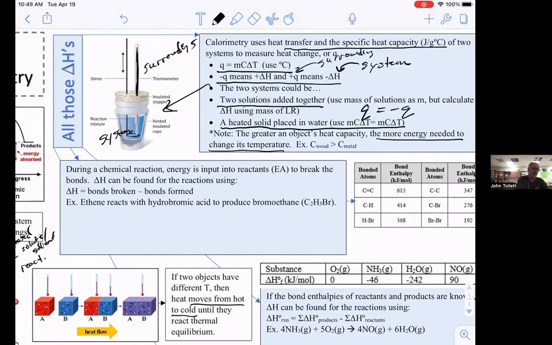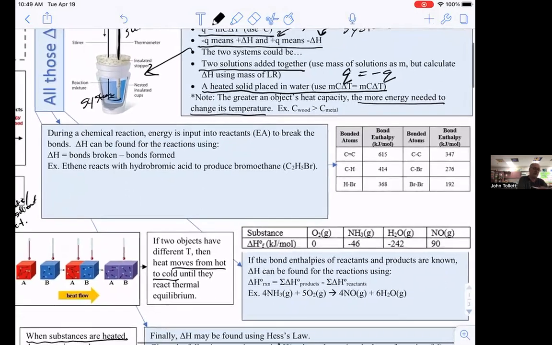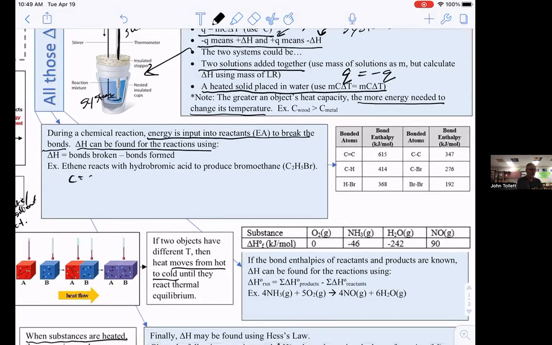So if we go down here, during a chemical reaction, energy is put into the reactants to break the bonds. And the delta H can be found by doing essentially your bonds broken minus your bonds formed. So we've got an example, and this is one way to calculate delta H. And it's the only time where you're doing things that are reactants minus things that are products. So bonds broken are the bonds broken in the reactants to produce the bonds that are formed on the product side. So if I do ethene, C2H4.